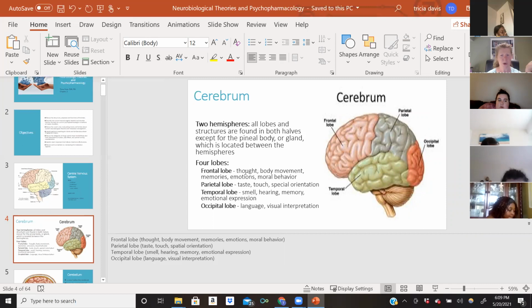So 4 lobes in each hemisphere. We have the frontal, the parietal, the temporal, and the occipital. The frontal lobe helps with our thought, our body movement, all of our memories, our emotions, and our moral behavior. Our parietal lobe is responsible for our taste, our touch, our spatial orientation. Temporal lobe is smell, hearing, memory, and emotional expression. And then our occipital lobe is language, visual interpretation.